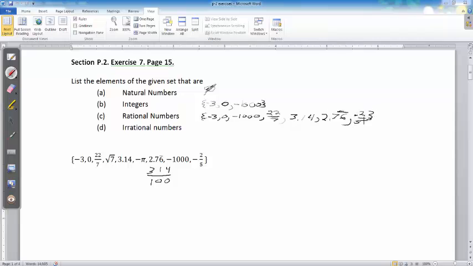Once you've got all your rational numbers in place, the irrational numbers are easy because they're all that's left. We already crossed out 3.14. We crossed out 2.76 continuing. Crossed out -1000. And we crossed out -2/5. So all that's left is the square root of 7 and negative pi. That's the entire set. Empty set, negative 3, 0, and negative 1,000. Same set plus all of these extra numbers, and then square root of 7 and negative pi.